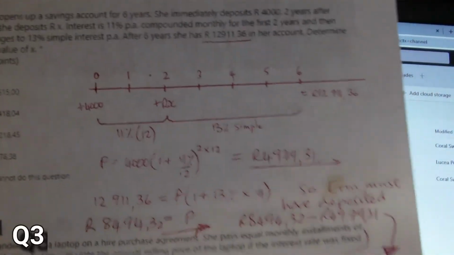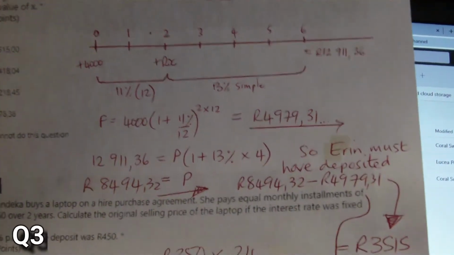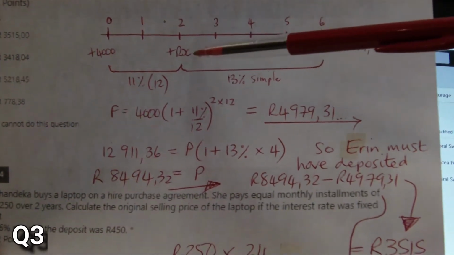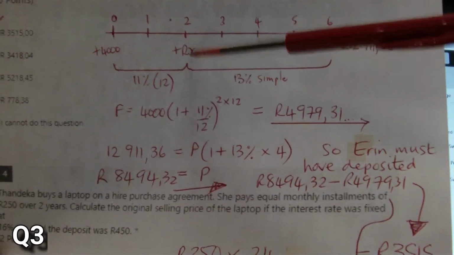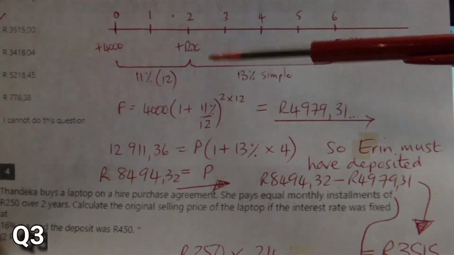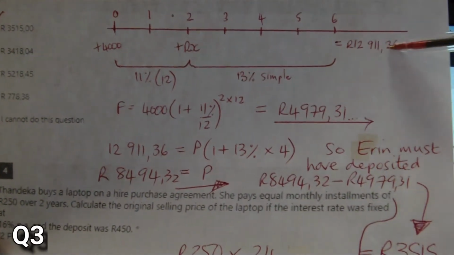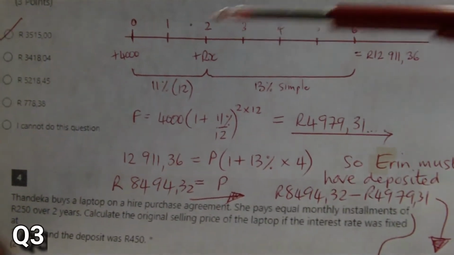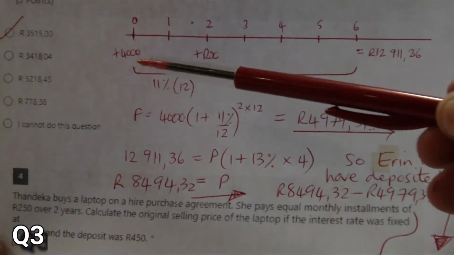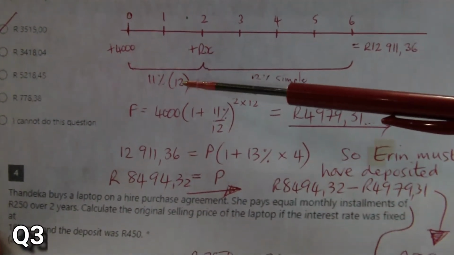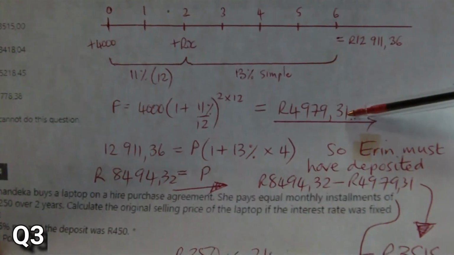Number 3 was the timeline. Okay, there's the answer for you. It was a bit different because they didn't tell you what this was. They didn't tell you how much you put in, but they do tell you that in the end he had 12,911. So the first thing you can do is just work out what this 4,000 became after 2 years at that interest rate, and it was that.